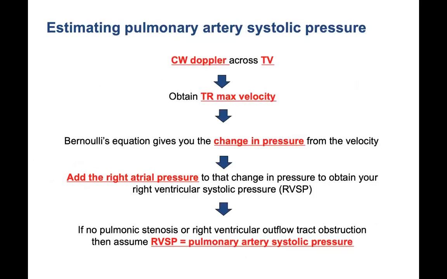So again, in estimating PA systolic pressure, you're going to put continuous wave Doppler across the tricuspid valve. That's going to give you that tricuspid regurgitation max velocity. Bernoulli's equation will give you that change in pressure from the velocity, and you'll add that change in pressure to the right atrial pressure, and that'll give you your RVSP. And then if you have no severe stenosis or RV outflow tract obstruction, that RVSP is going to equal that PA systolic pressure.